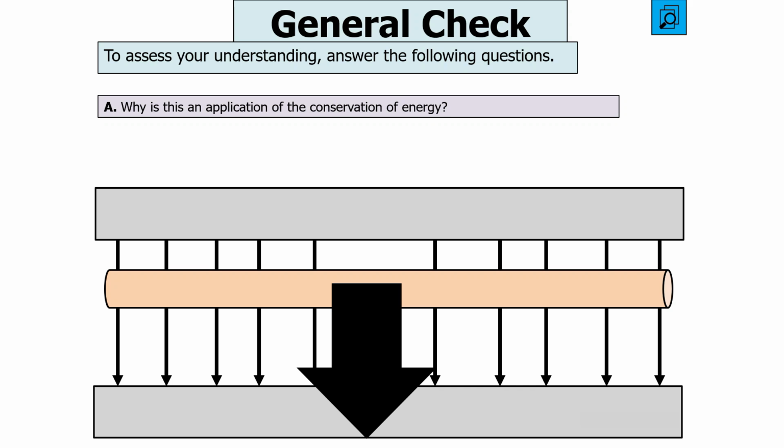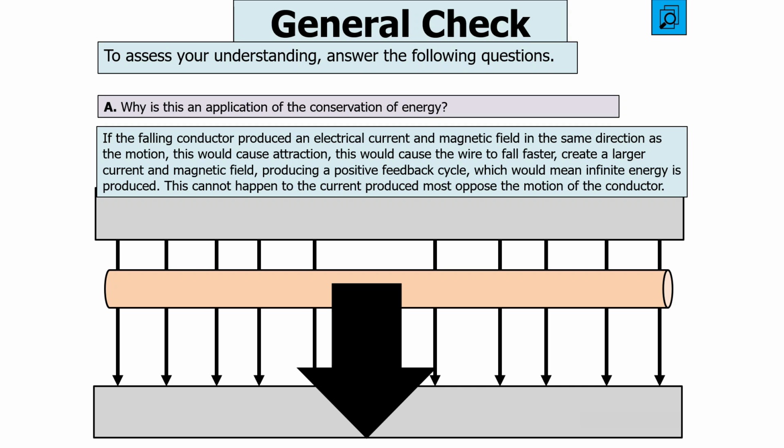Why is this an application of the conservation of energy? If the falling conductor produced an electrical current and magnetic field in the same direction as the motion, this would cause attraction. So this would cause the wire to fall faster, creating a larger current and magnetic field, producing a positive feedback cycle, which would mean infinite energy is produced. This cannot happen, so the current produced must be opposing the motion of the conductor.